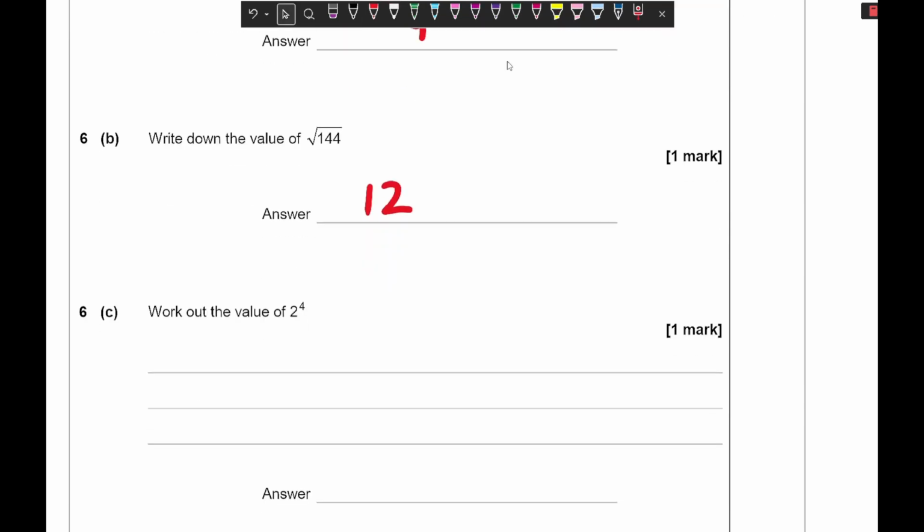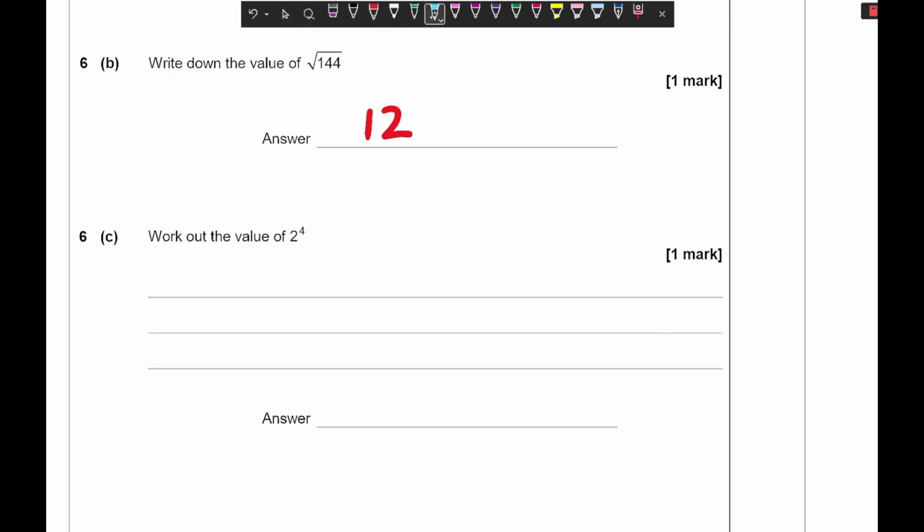It then says work out the value of 2 to the power 4. Well, 2 to the power 4 is 2 times 2 times 2 times 2. Well, 2 times 2 is 4, 2 times 2 is 4, and 4 times 4 gives me an answer of 16.